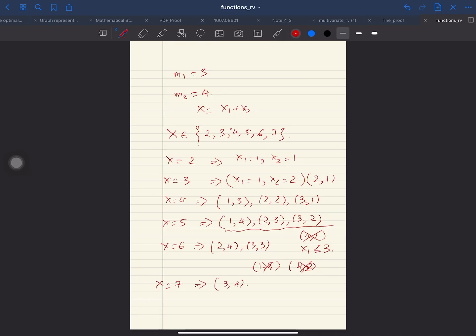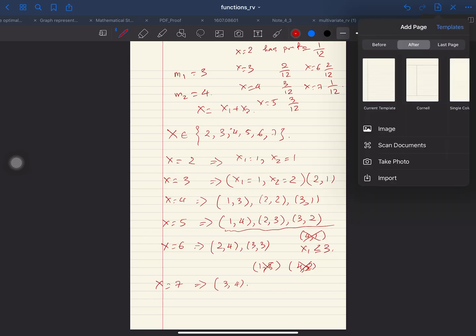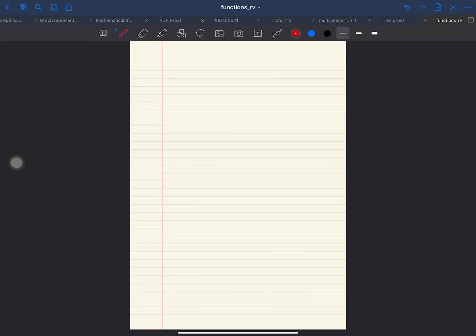If you look at the possible combinations, x equal to 2 has PMF 1 over 12, x equal to 3 has PMF 2 over 12, x equal to 4 is 3 over 12, x equal to 5 is 3 over 12, x equal to 6 is 2 over 12, and x equal to 7 is 1 over 12. If we plot this shape, it will look like a trapezoid.